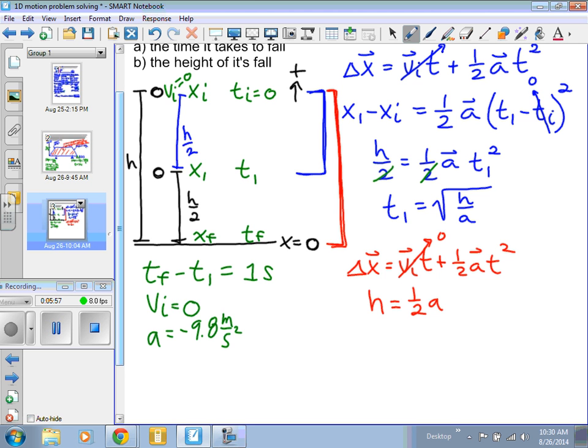So I'm skipping a step here. I showed you the step on the last one, but I'm just skipping it. So that is t final squared. Now let's solve for t final. So we get t final is equal to 2h over a, and that is all square rooted.